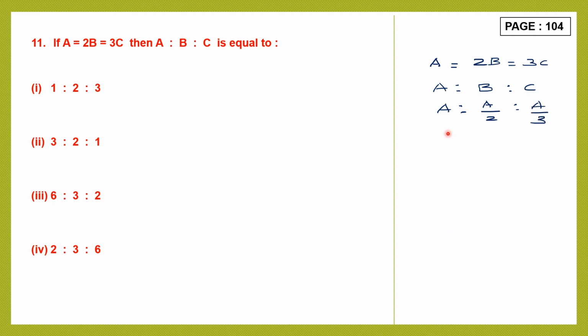So now I have A is to B is to C. In that place I have A is to A by 2 is to A by 3. Now since it's all A, I can replace it with 1. So this will be 1 is to 1 by 2 is to 1 by 3. Now I need to find the value of all these. So here I'm going to give this a denominator 1. Now I'm going to find the LCM of these denominators 2 and 3. I don't have to use 1. 2 and 3, let me find the LCM.